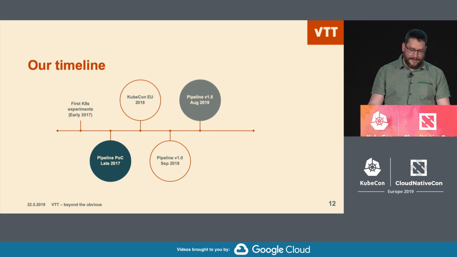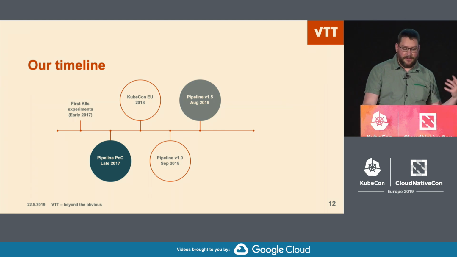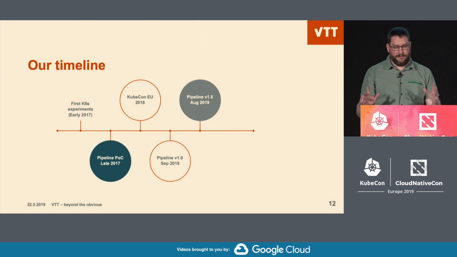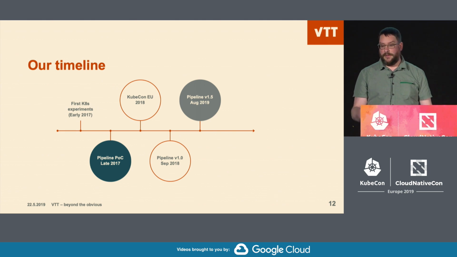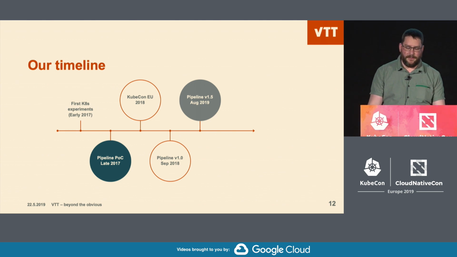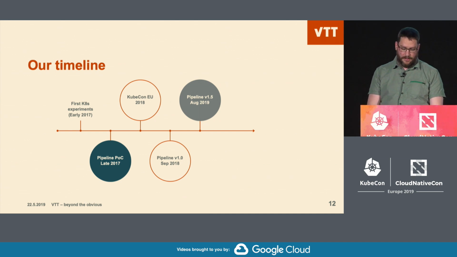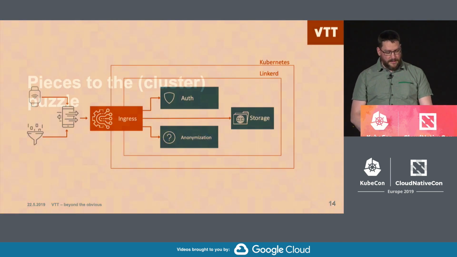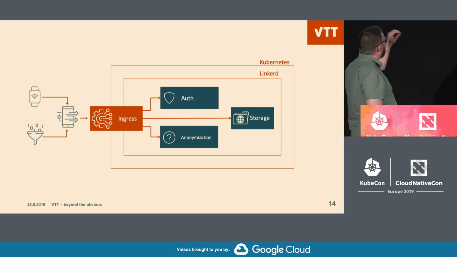So there is that. And I'm now working on this second version of the pipeline, or 1.5 version of the pipeline. The biggest step that we are integrating at the moment is a service mesh, as I will show a little bit later. So let's talk about the components. What are the pieces to this cluster puzzle? So our architecture looks something like this.